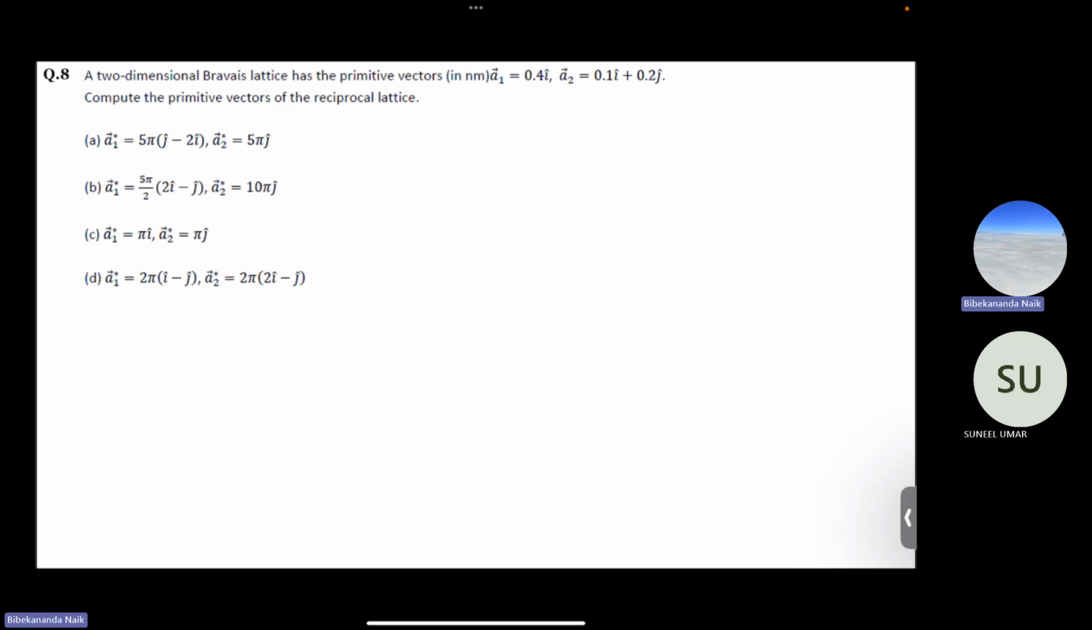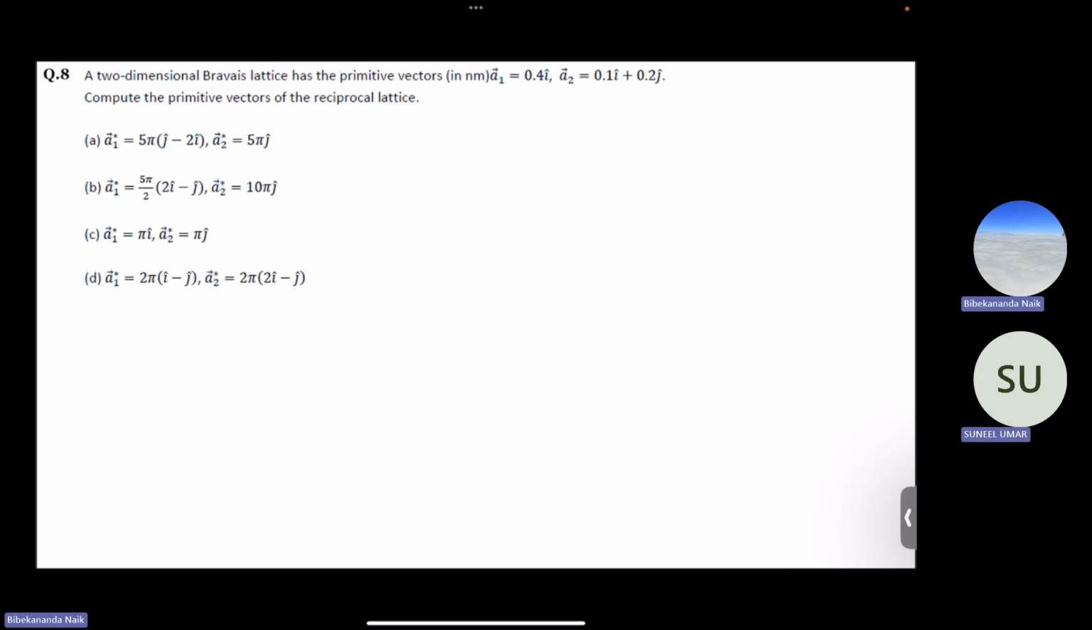Option A: A1 star is 5 pi, J cap minus 2 I cap, and A2 star is 5 pi J cap. Option B: A1 star is 5 pi by 2, 2 I cap minus J cap, A2 star is 10 pi J cap. Option C: A1 star equals pi I cap, A2 star equals pi J cap. Option D: A1 star is 2 pi I cap minus J cap, A2 star is 2 pi, 2 I cap minus J cap.